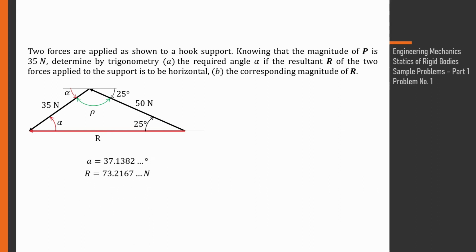So our answers are: the required angle alpha so that the resultant of the two forces is horizontal is 37.1382 and so on degrees, and the magnitude of the resultant R is 73.2167 and so on newtons.